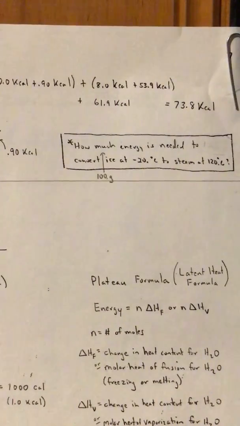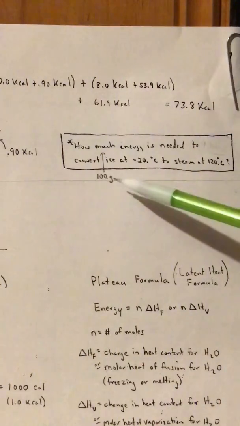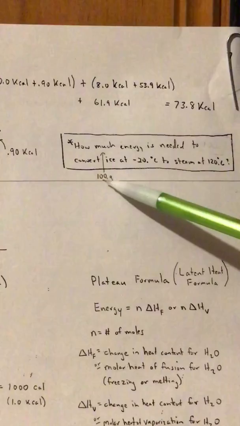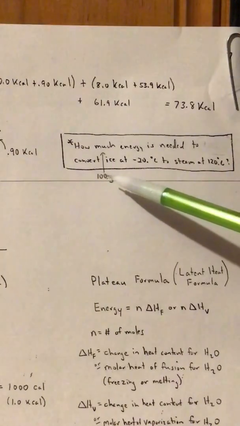How much energy is needed to convert 100 grams of ice at negative 23 degrees Celsius, or negative 20 degrees Celsius, to steam at 120 degrees Celsius? First note, you need an amount of ice because the more ice you have, the more energy that will be needed. So put in 100 grams there. I don't think that's on your sheet.